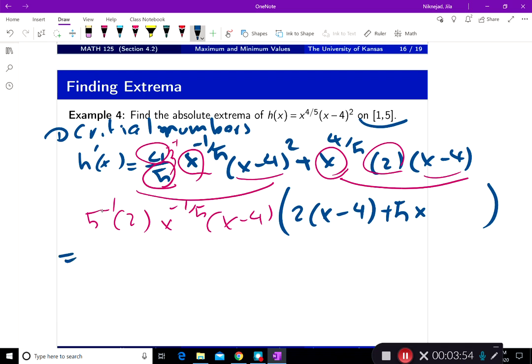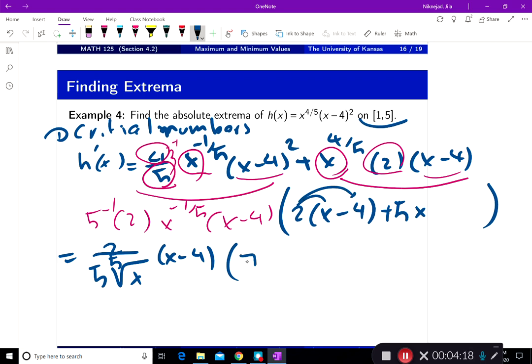So the factors are, let's bring the 5 to the power -1 to the bottom, and I get 2 divided by the fifth root of x, times x minus 4, times this entire thing, where the 2 distributes: 2x minus 8 plus 5x is 7x minus 8. Now set this equal to 0 and find the factors, and find the zeros of the denominator, because zeros of the denominator give you where the function doesn't exist.